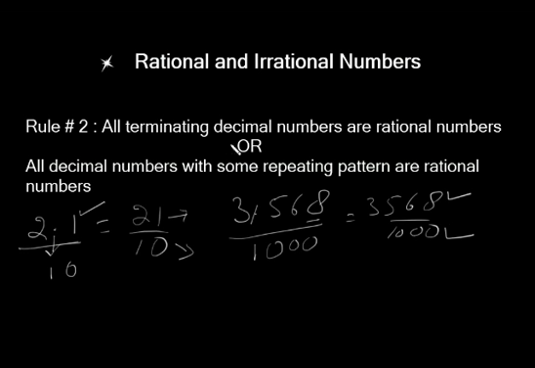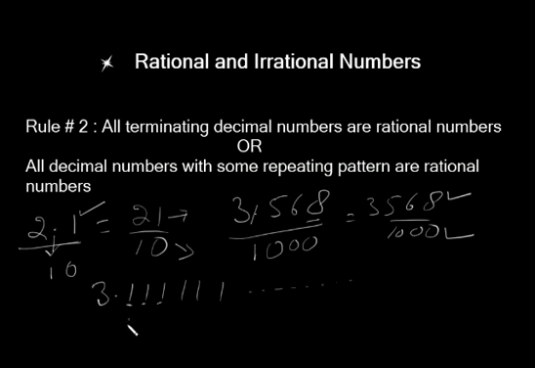And then it says all decimal numbers with some repeating pattern are rational numbers as well. Repeating pattern means if you have like 3.111111 and so on, it keeps going, it's not terminating. Still we are saying that this type of decimal number is a rational number. In some other video I will show you a technique to convert it back, but at the moment just remember, if it has some pattern and keeps on repeating, it's a rational number.